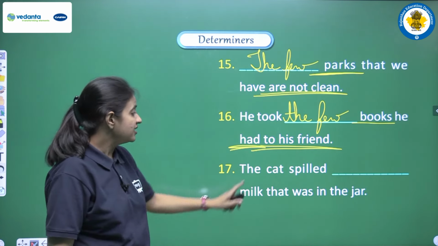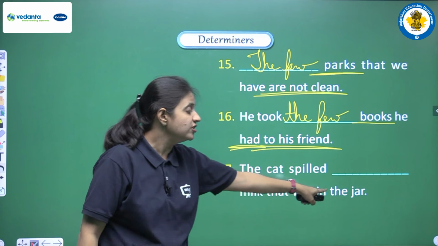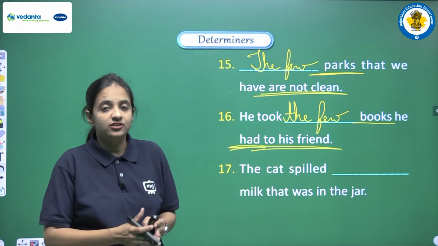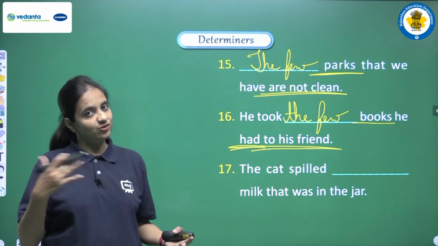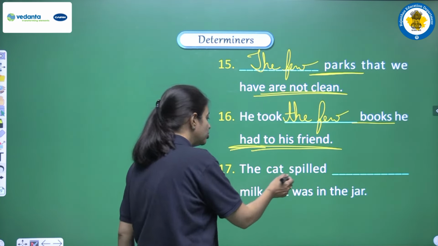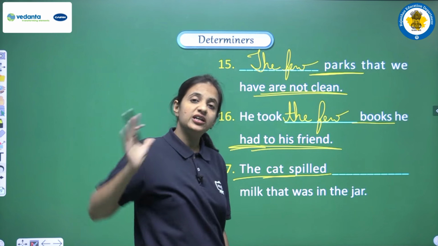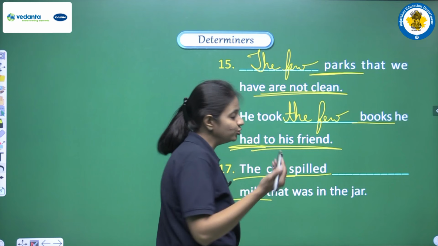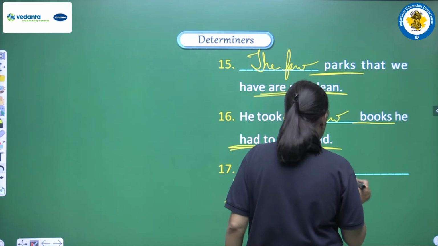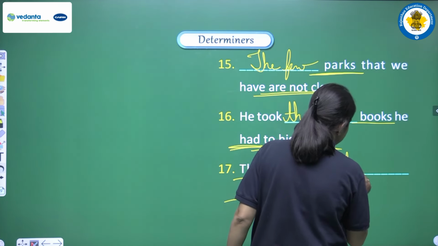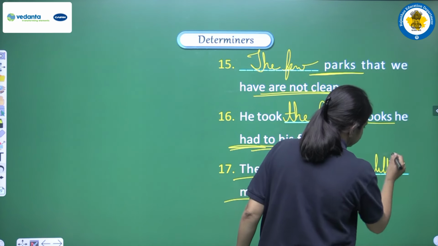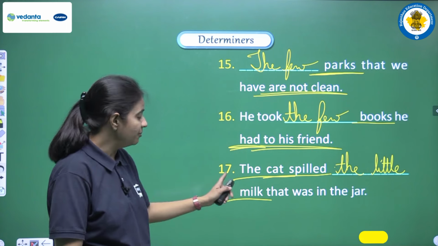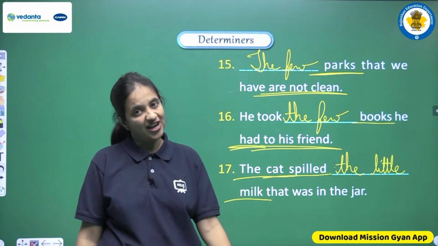Next sentence, the cat spilled milk that was in the jar. Again we are talking about the total amount of the milk that was there in the jar, and we are saying that the cat spilled that total milk that was there in the jar. Milk is an uncountable noun, so to show the total amount of an uncountable noun we always use the little. And the answer will be the cat spilled the little milk that was in the jar.